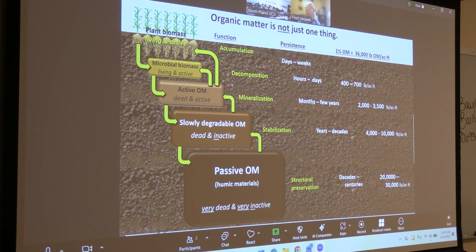So let's take a look here. Plant biomass, the root system, is living and active organic matter. This will persist for maybe days or weeks. As we grow crops, we accumulate biomass, the feedstock for soil organic matter. A portion of this, several hundred pounds, is microbial biomass. Microbes, fungi, bacteria decompose this living organic matter, the roots and residue, and they eat it and use it for their own life process.